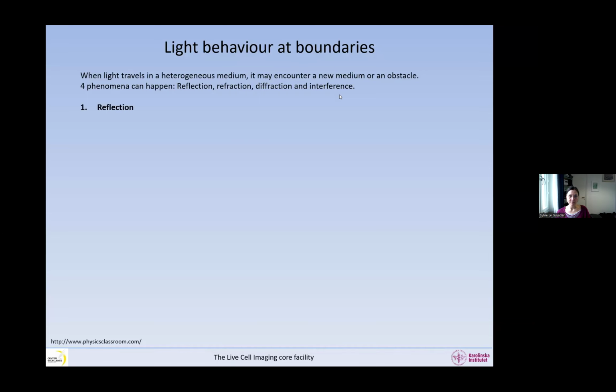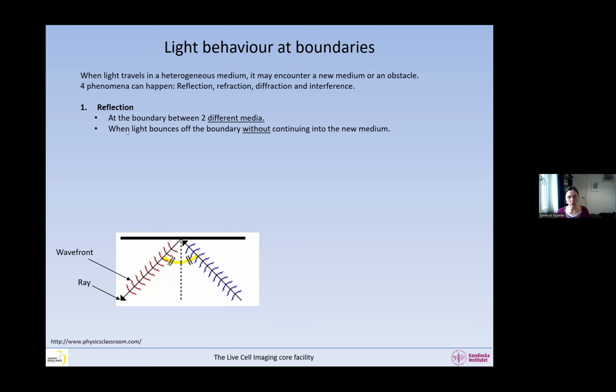So reflection, I think we all know what it is. It's at the boundary between two different media. So we have a medium here and we have a medium here. But the light does not come into the second medium. It just bounces off at the boundary, right? This is reflection. And the light bounces off without continuing in a second medium.